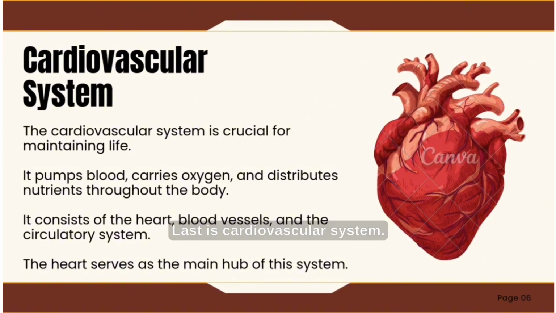Last is the cardiovascular system. The cardiovascular system is crucial for maintaining life. It pumps blood, carries oxygen, and distributes nutrients throughout the body. It consists of the heart, blood vessels, and the circulatory system. The heart serves as the main hub of this system.